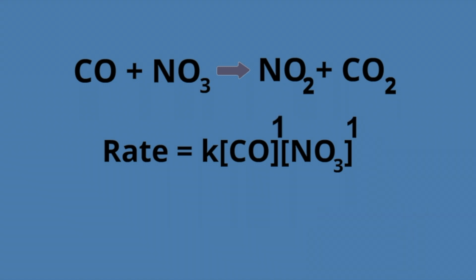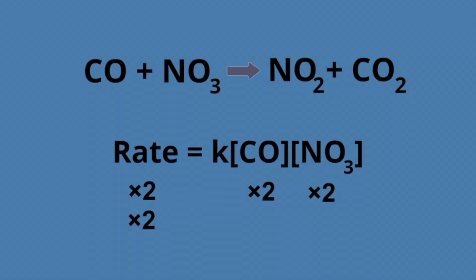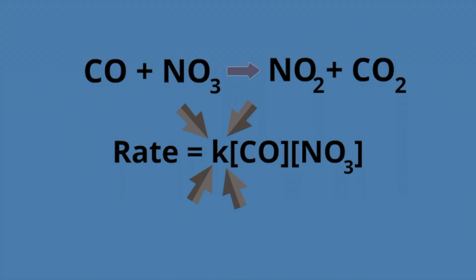Now, the order of the reaction explains how exactly a change in concentration would affect the reaction rate. The overall order of the reaction would be 2, and if we were to double the concentration of CO, the reaction rate would also double, likewise for NO3. As there are more molecules to collide, there are going to be more collisions, and thus the reaction rate is able to increase. But what is this whole thing about k that we have been ignoring?